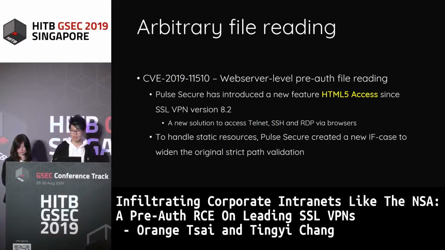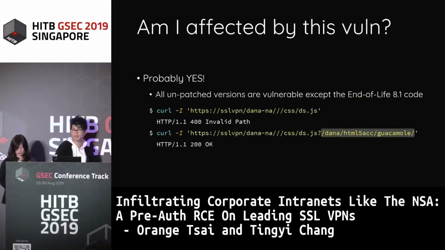In order to adapt to the new feature, PearlSecure created a new if condition to handle all static resources. Thanks to the new feature, the original strict validation has been bypassed. Another effect of this is that all unpatched versions except the end-of-life versions are affected. Here is the payload for you to check the SSL VPN. When there is a special path at the end of the URL, the path validation becomes loose.